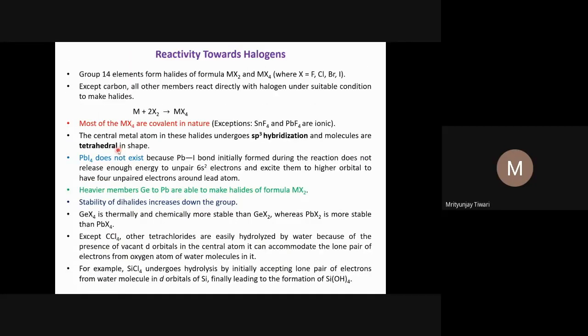Let's look at the reactivity towards halogens. Group 14 elements form halides of formula MX2 and MX4. Both the +2 and +4 oxidation states are accessible for halides of group 14, so halides can exist in MX2 and MX4 form, where X could be fluorine, chlorine, bromine, and iodine.